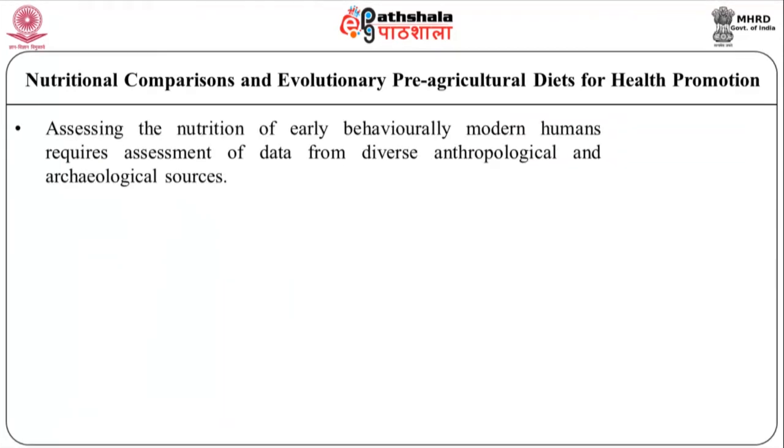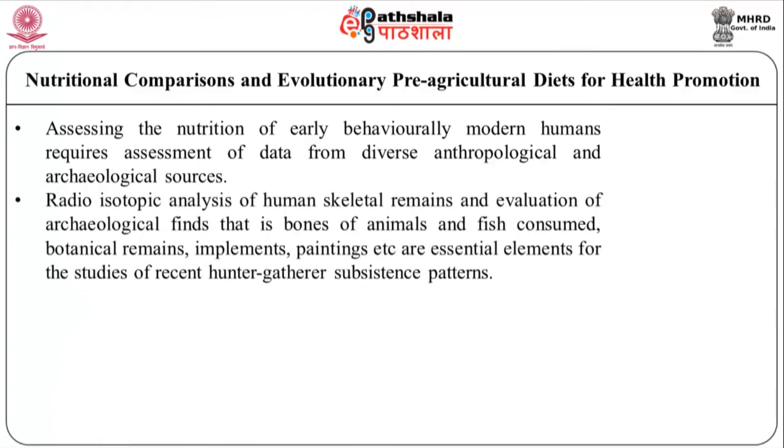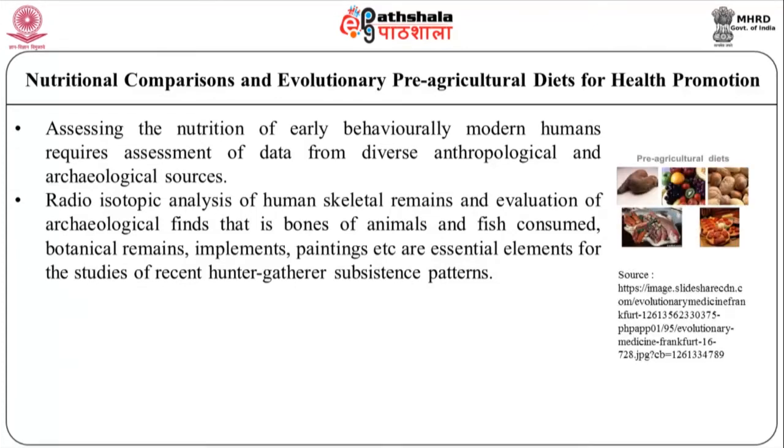Assessing the nutrition of early behaviorally modern humans requires assessment of data from diverse anthropological and archaeological sources, radioisotopic analysis of human skeletal remains, and evaluation of archaeological finds, that is, bones of animals and fish consumed. Botanical remains, implements, paintings, etc. are essential elements for the studies of recent hunter-gatherer subsistence patterns.